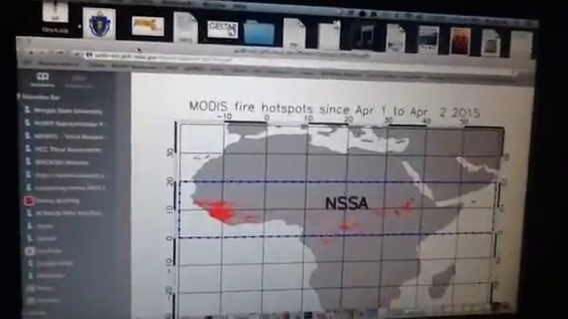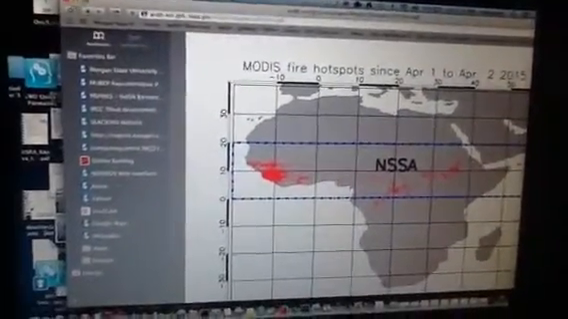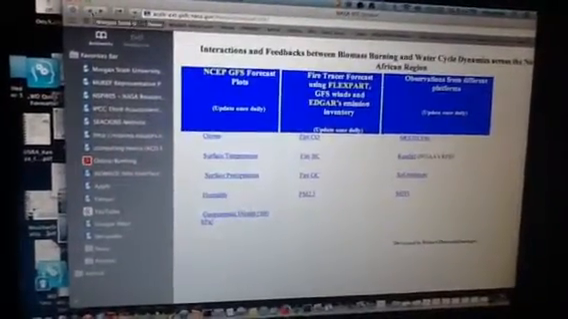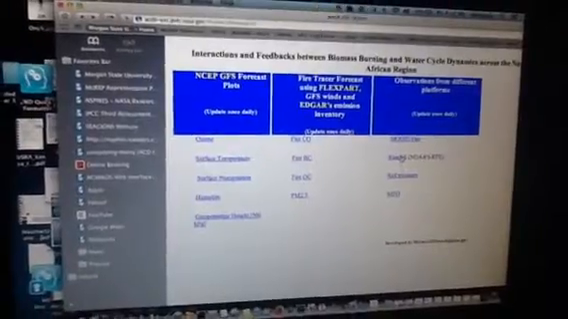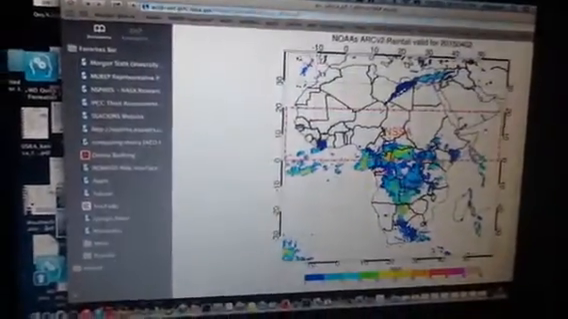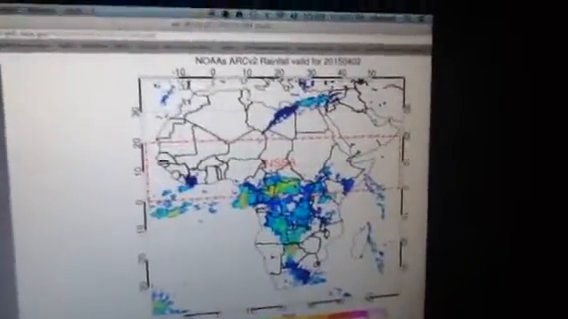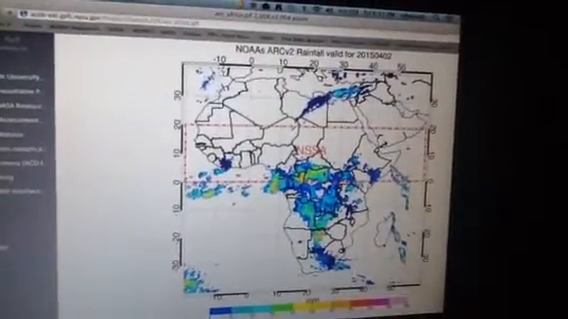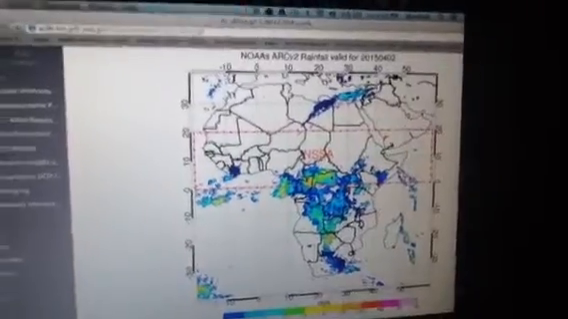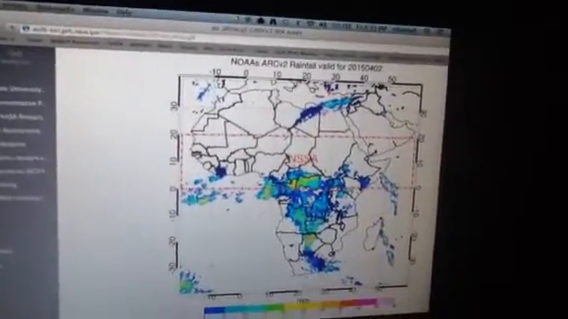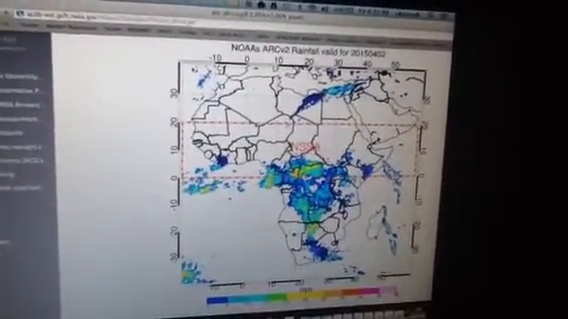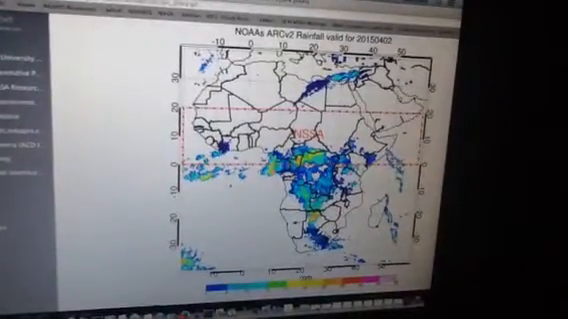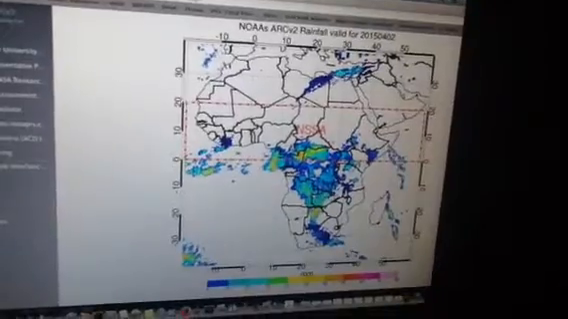Now, if I go back again, let's go back to the project and then look at the rainfall. So this is showing the rainfall as at yesterday over the whole African region. It means over the whole African region, most of the rain is within this region. That's where most of the rain is.